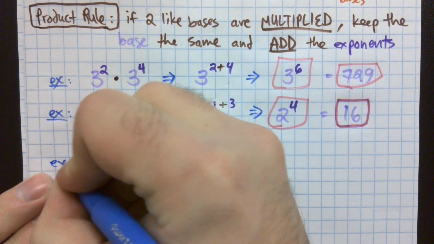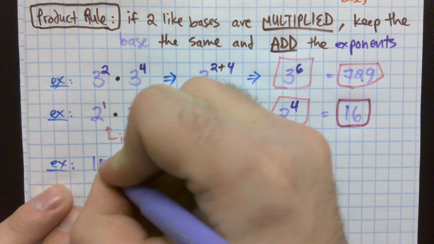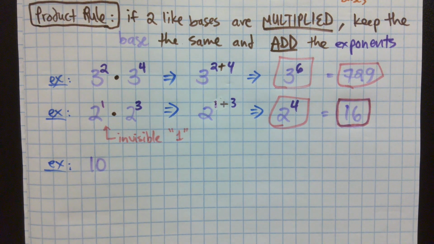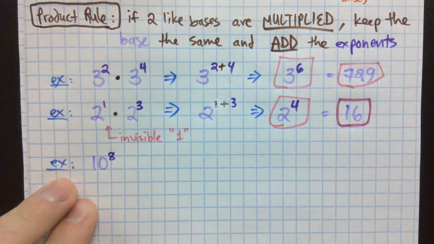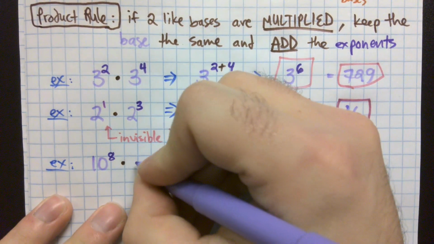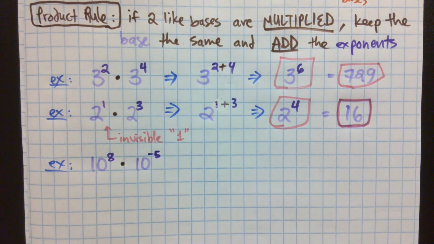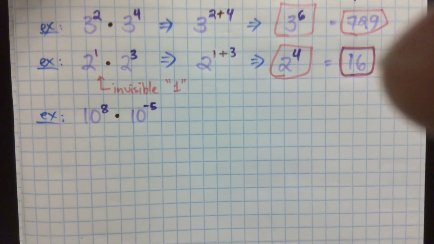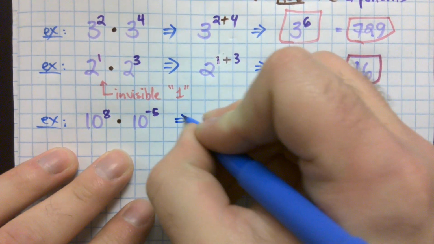Let's take a look at this. Let's say we've got 10 to the 8th times 10 to the negative 5th. I'm going to move this down a little bit. Hopefully you've got that definition written so we can focus on the examples. Take a moment to write that down and we'll talk about it.